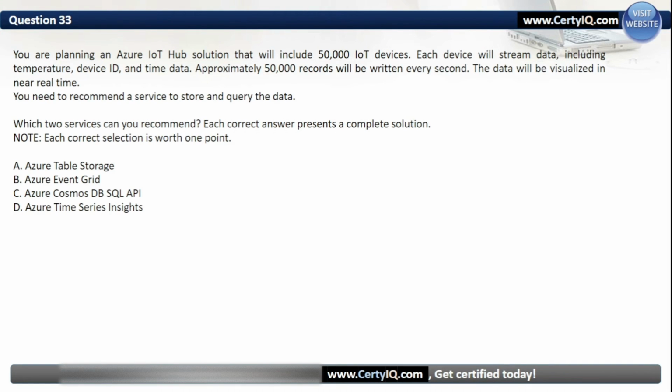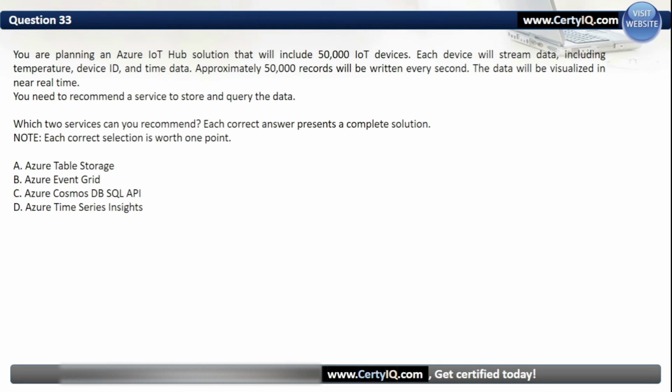Question 33. You are planning an Azure IoT Hub solution that will include 50,000 IoT devices. Each device will stream data, including temperature, device ID, and time data. Approximately 50,000 records will be written every second. The data will be visualized in near real time. You need to recommend a service to store and query the data. Which two services can you recommend? Each correct answer presents a complete solution. Note, each correct selection is worth 1 point.